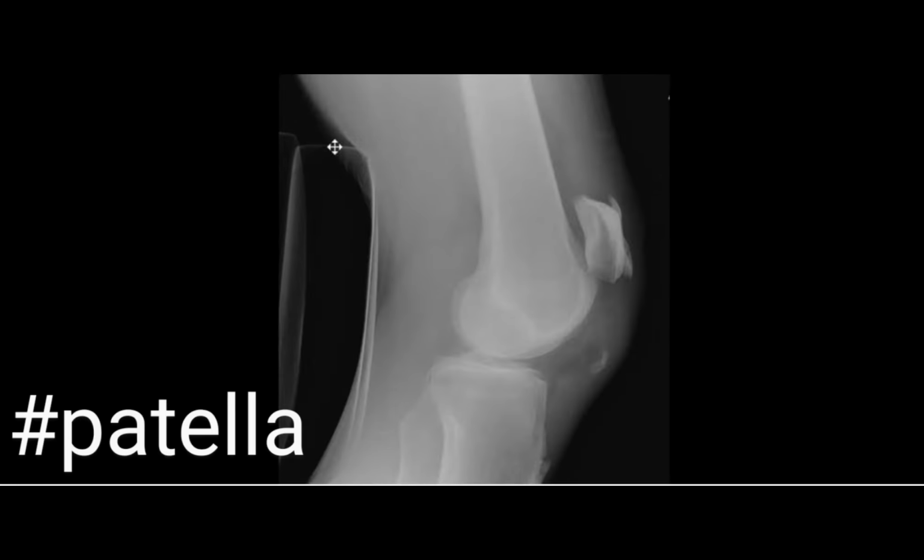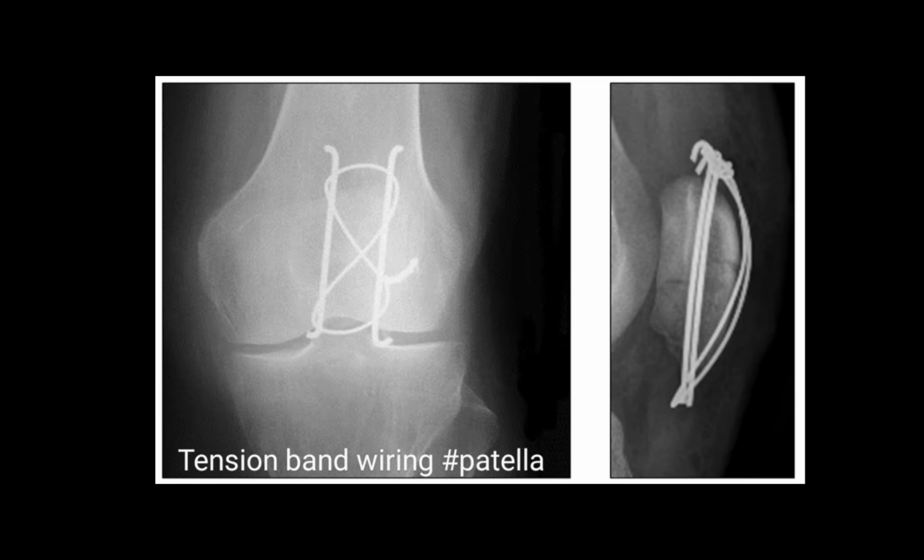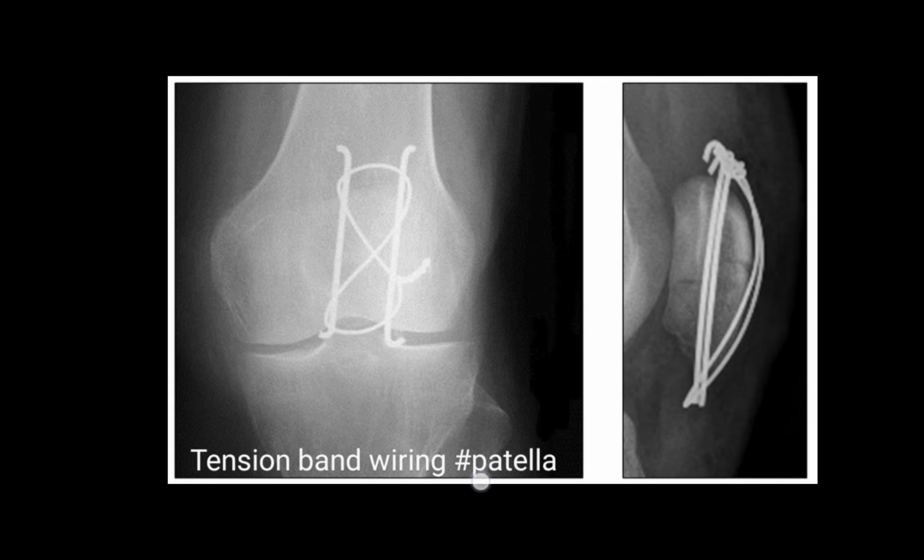Then it is showing fracture patella. Here is the femur, here is the tibia, and here is the patella. Here one segment of the patella has gone upward and the other fracture segment is here. This is another image with tension band wiring. Tension band wiring has been done in the fracture patella.